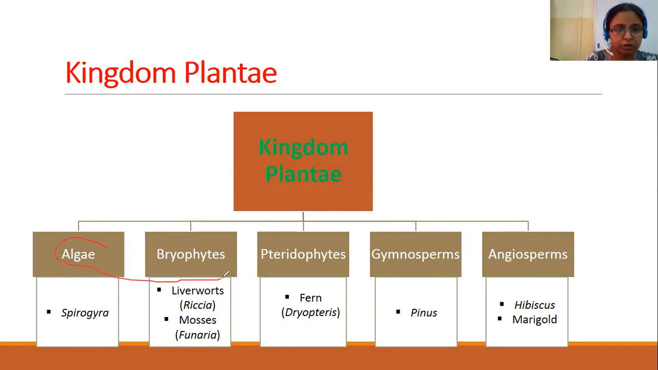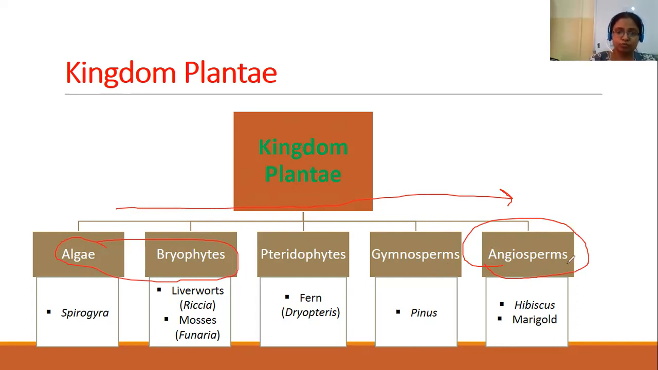Algae and bryophytes together are called the lower plants, and angiosperms are called the higher plants. So you can see all these plant groups are arranged in the order of their complexity from lower to higher. Algae and bryophytes are the lower plants in which there are no true leaves, stems or roots. But when we move towards the angiosperms, the higher plants, they have true leaves, stems, roots, and they bear beautiful sexual flowers.